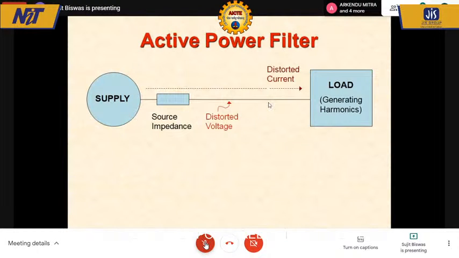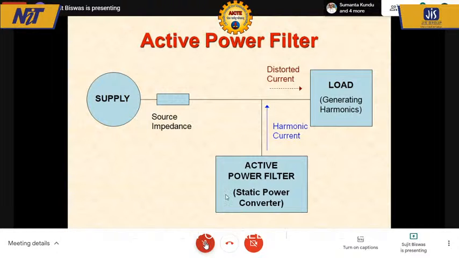Now we see, based on that concept, how we have an active power filter operation on the distributed generation system. So we have the supply bus here to the source impedance, and somebody has a load which is generating harmonics, so it draws a lot of distorted current, and you have a distorted voltage on the local bus. I connect another converter which is called an active power filter, which is basically a static power converter. What it does is it monitors all the harmonic current drawn by the load and uses that harmonic current as a template for itself, but 180-degree phase shifted.